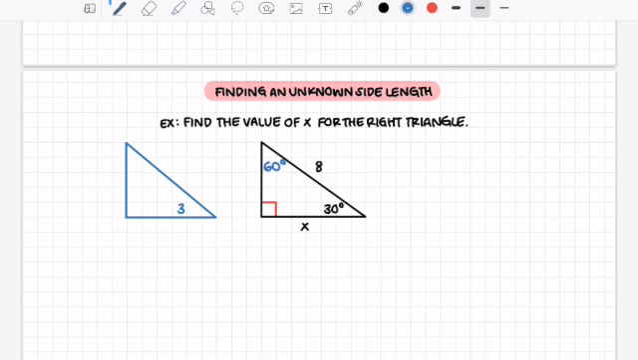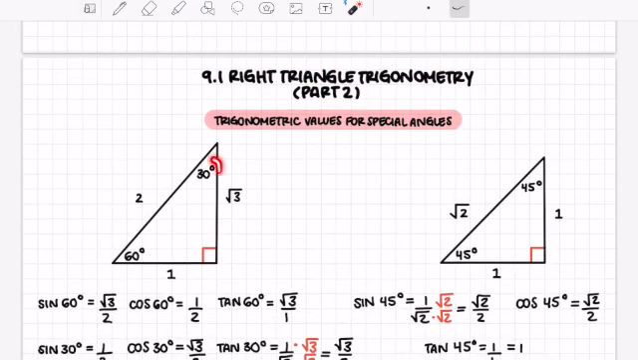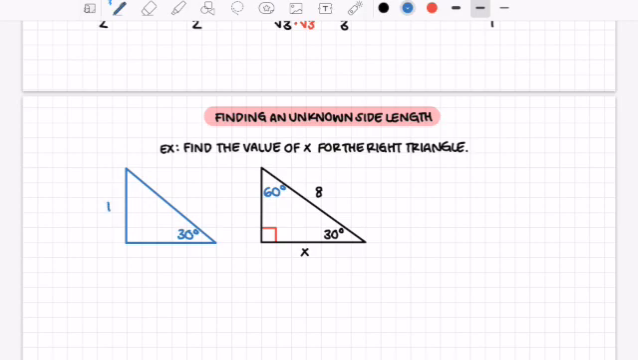30 degrees is down here. So I want to make sure that I know what the opposite side would be for 30 degrees. The opposite side of 30 degrees was 1. So I'll write down that the opposite side of 30 degrees is supposed to be 1.